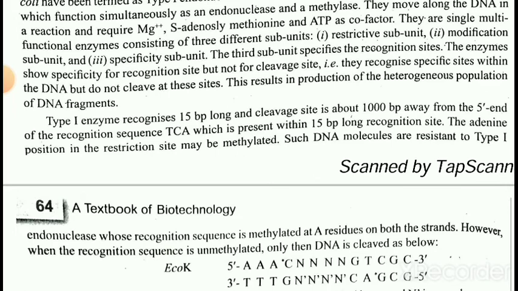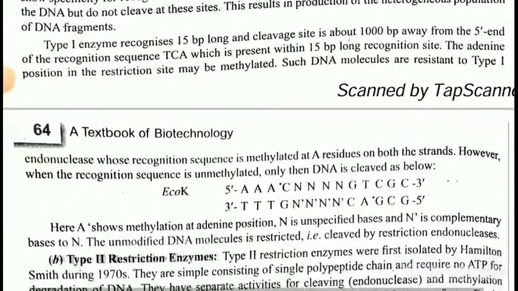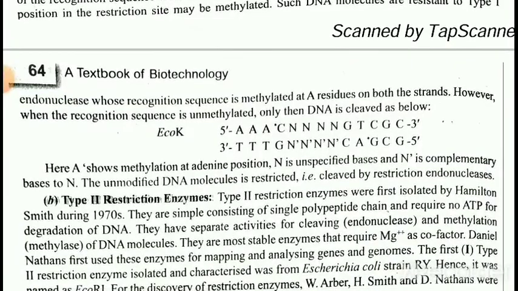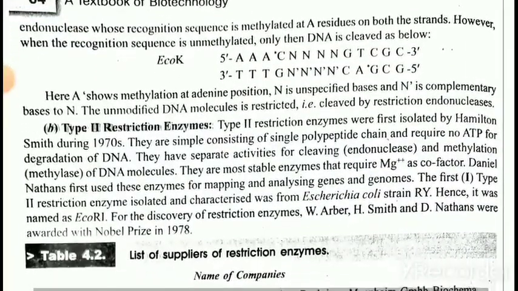Type 1 enzyme recognizes a 15 bp long site and the cleavage site is about 1000 bp away from the 5' end of the recognition sequence TCA, which is present within the 15 bp long recognition site. The adenine position in the restriction site may be methylated. Such DNA molecules are resistant to type 1 endonuclease whose recognition sequence is methylated at A residues on both the strands. However, only when the recognition sequence is unmethylated is DNA cleaved as below.